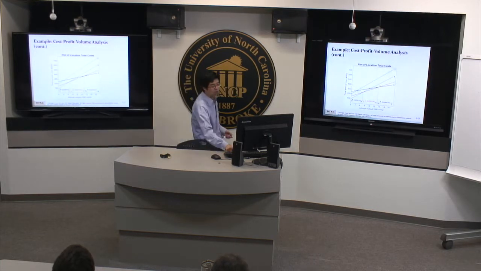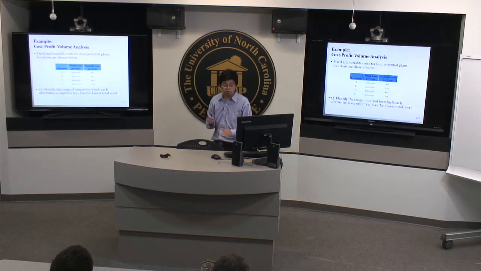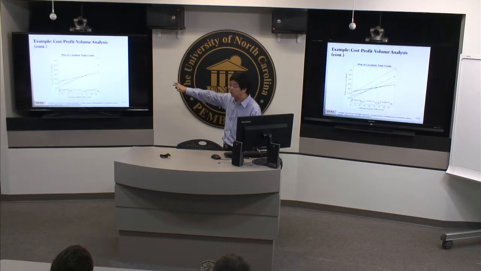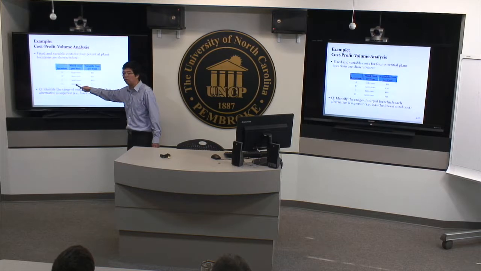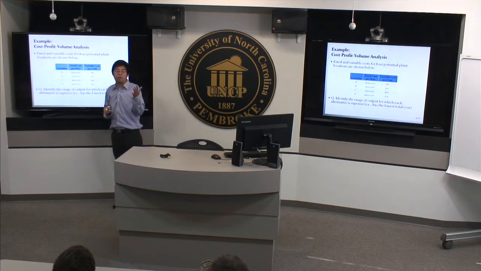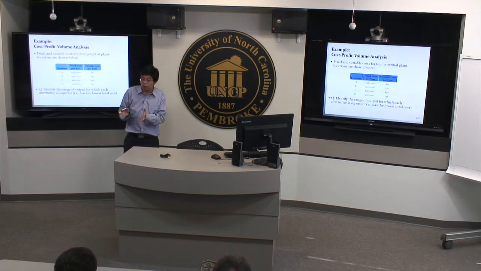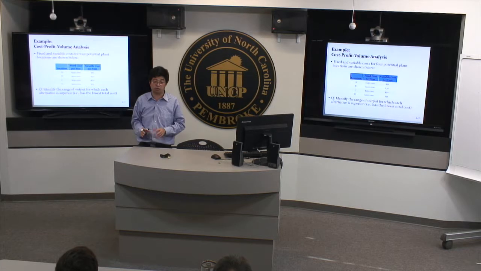Why? Well, usually I don't require my students to find that until you plot it. But if you are good at math, you can find it just by looking at these numbers. Look at this number. D has the highest slope, right? That means per unit increase of output, D has the highest increase of cost.